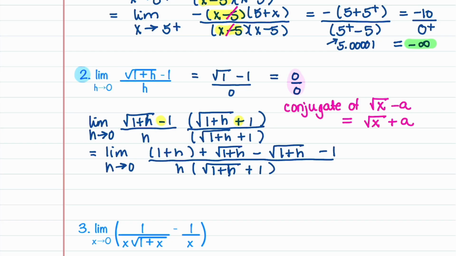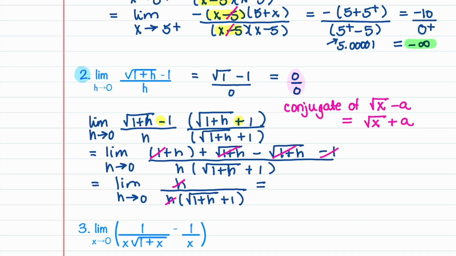Now let's see what cancels. This term is going to cancel with this term, and our 1 is going to cancel with our 1. So we have the limit as h goes to 0 of just h on top, and then we have an h in the denominator and a square root of 1 plus h plus 1. Now you can see that our h's cancel, and that's why I didn't multiply things out. And we can now just go ahead and plug in h as 0.